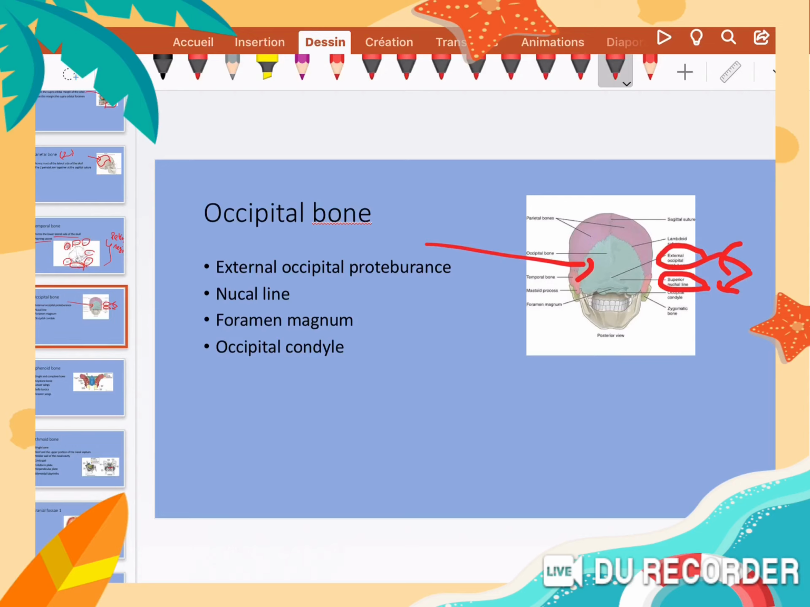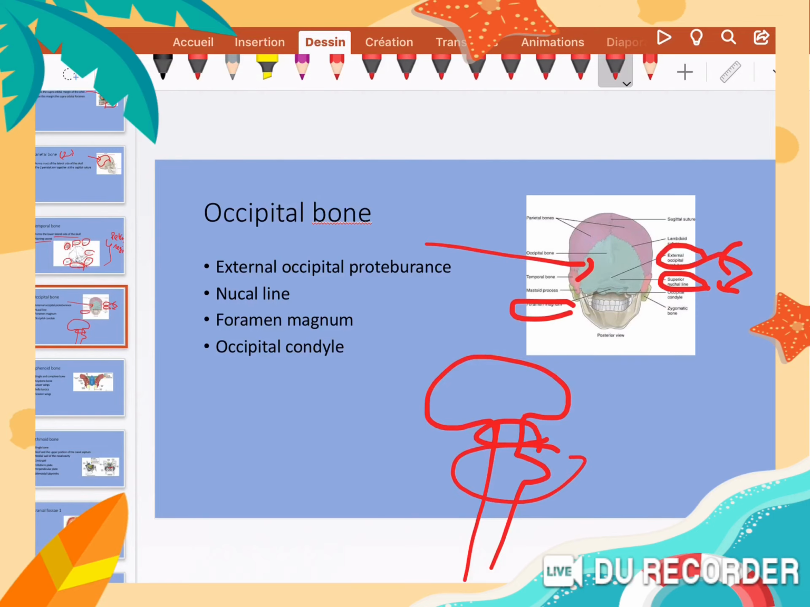Also, the occipital bone is formed of the foramen magnum. The foramen magnum is where the brainstem and spinal cord pass through, okay. Here, this is the brainstem and spinal cord. This is the brain and the cerebellum. The foramen magnum is located here, where the brainstem starts, and this is the spinal cord starting here. The essential point: the foramen magnum is for the passage of the brainstem and spinal cord.